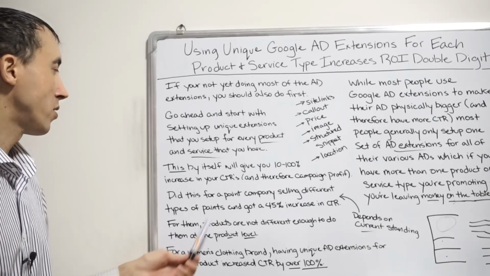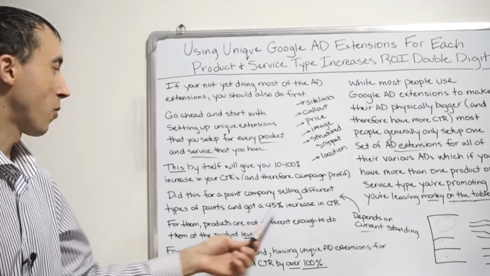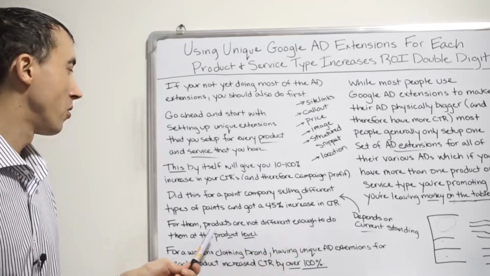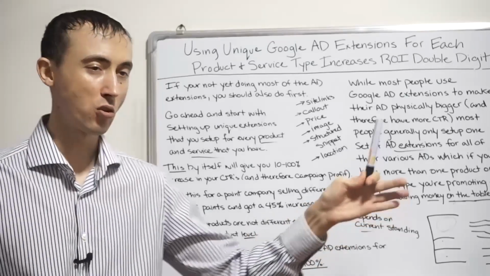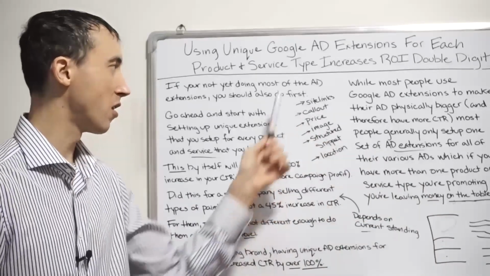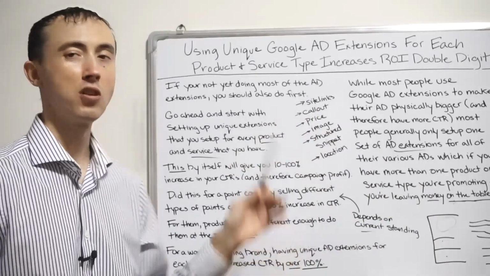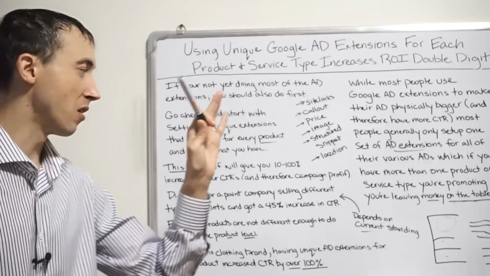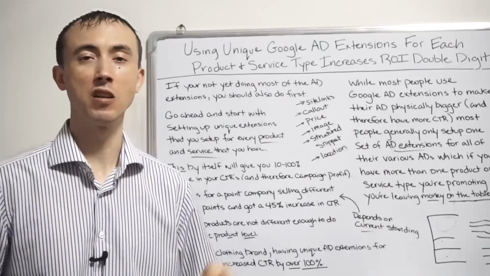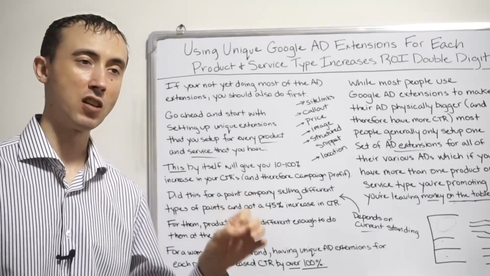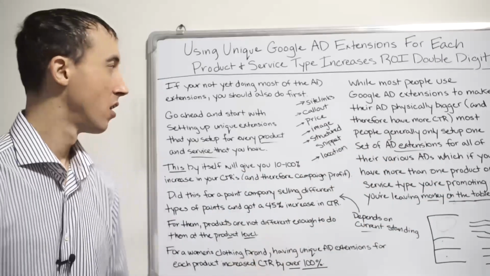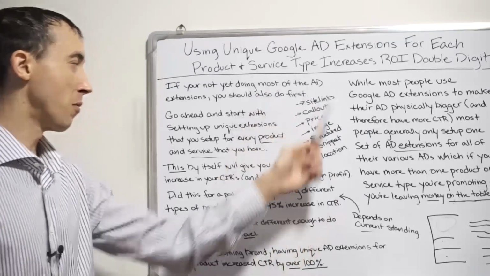Whereas the paint company, we got the 45% increase in click-through rate on, did not have products different enough to do unique ad extensions for, that I shared here, the site links, call out, price, image, for every single product, but it gave us a 45% increase at the category level, breaking things into categories and making sure each category got its own unique ad extensions that we would write.